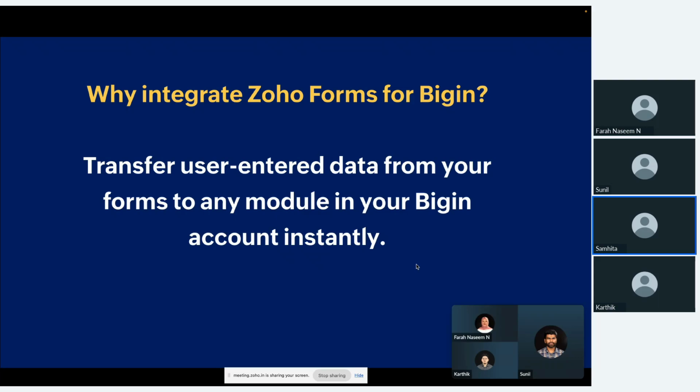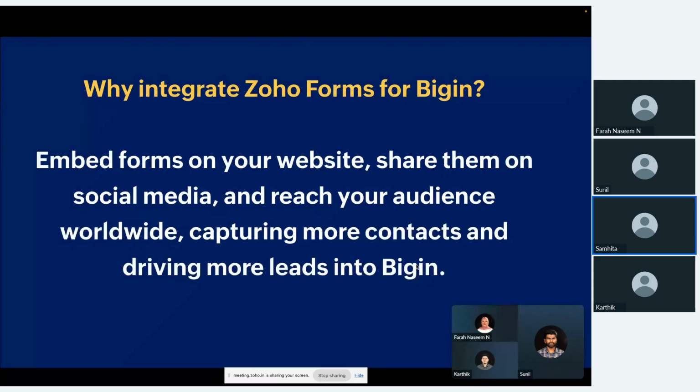So, we already talked about how many ways you can share your forms in Zoho Forms. You can capture leads around the clock from all over the world through multiple channels. And every time someone fills out a form, whether they're signing up for a free trial, requesting a call back, or downloading a brochure, their data flows directly into Bigin. So in essence, you're creating multiple touch points for engagement and automatically building a healthy sales pipeline inside Bigin. Now, to understand this more clearly, let's look at a demonstration.